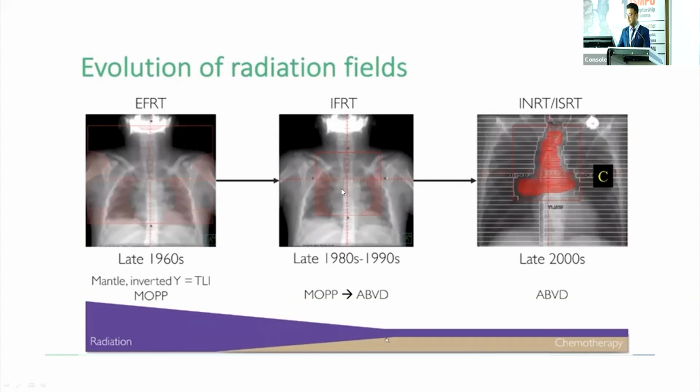I would have treated this patient in the 1960s like this. And in the 1980s, with the advent of ABVD, we tried to reduce our field, then we omitted the axilla, because axilla was never involved in this patient. Going towards the late 2000s, we have something called INRT or ISRT, which basically treats the pre-chemotherapy gross tumor volume. And here we try to restrict our volumes to the pre-chemo disease using 3D-based planning.